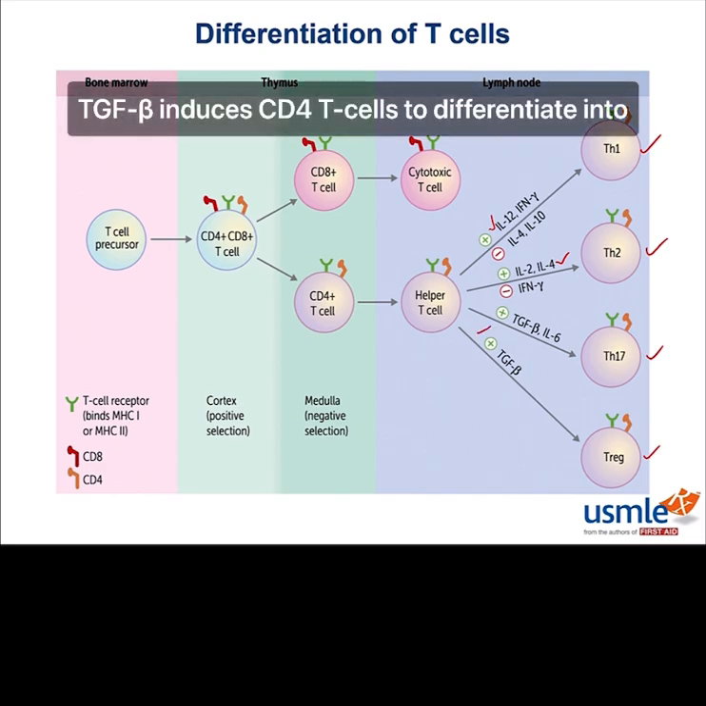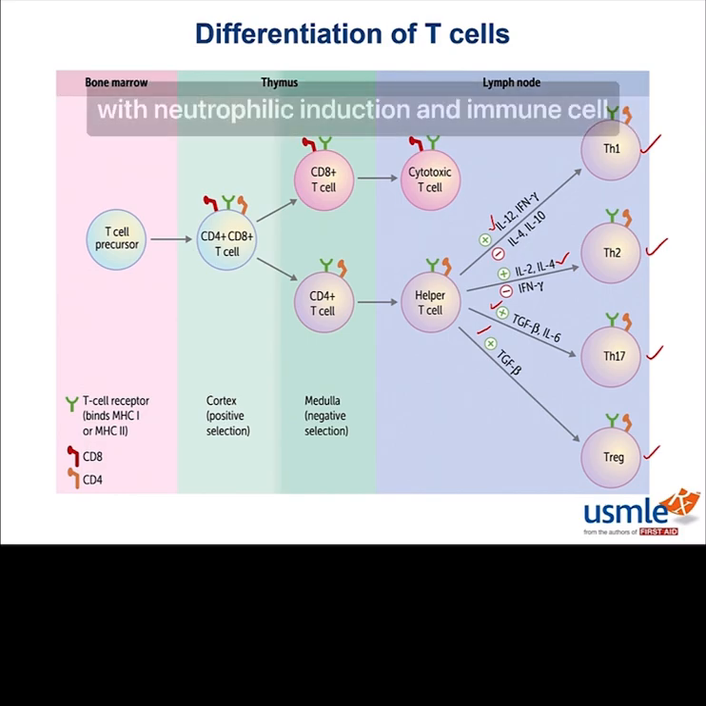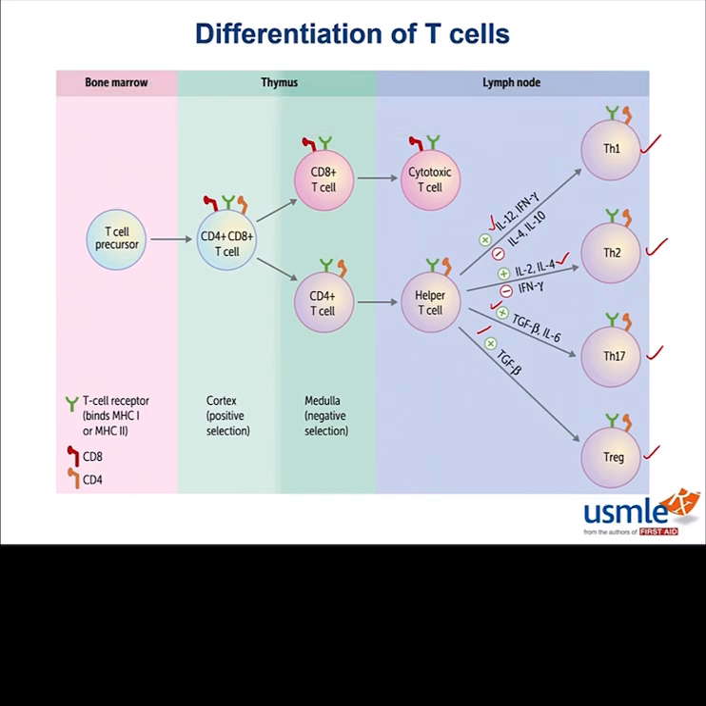TGF-beta induces CD4 T cells to differentiate into both T helper 17 cells and Treg cells, which help with neutrophilic induction and immune cell regulation, respectively.